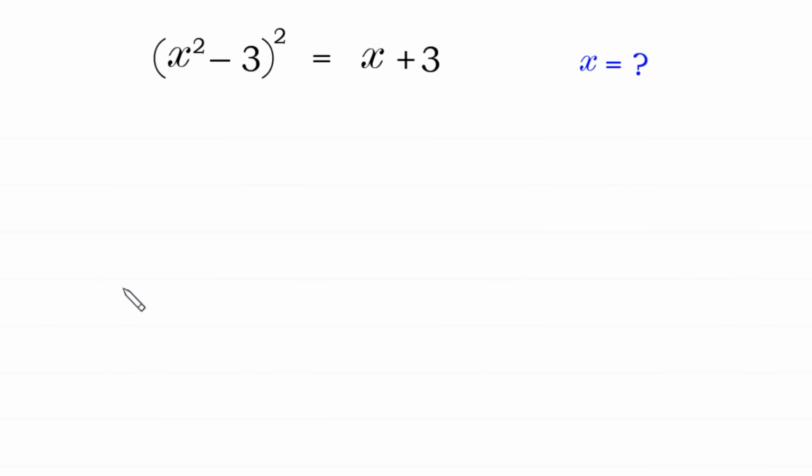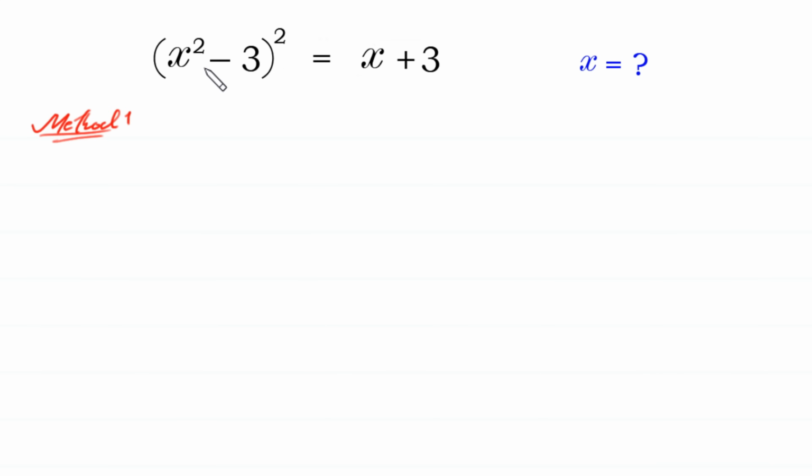Hello, welcome to how to solve this very nice equation for x values. (x squared minus 3) whole squared is equal to x plus 3. We will solve it by two methods, so let's start with method 1.